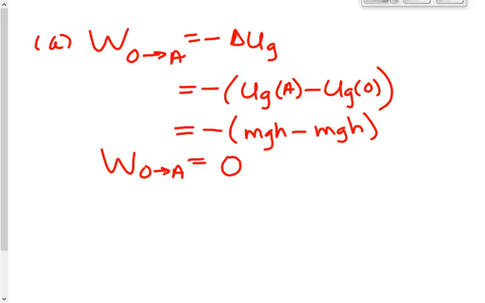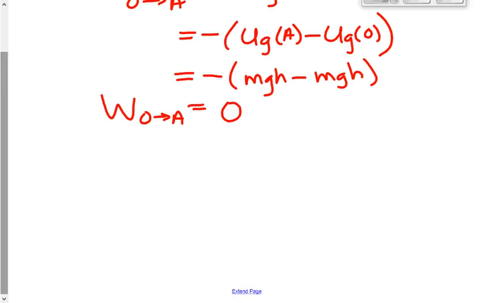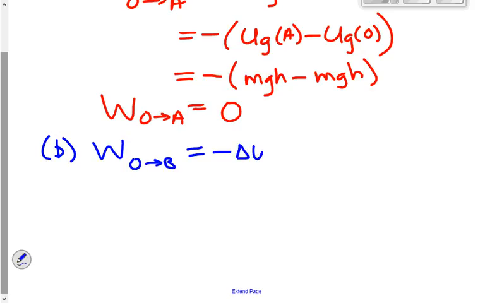Okay? So, let's try part B. What does part B want us to find? Right, the amount of work done by the gravitational force as it goes from the initial point, the original point, to point B. So again, that's going to give me negative delta UG. So that's going to be negative UG of B minus the original value.